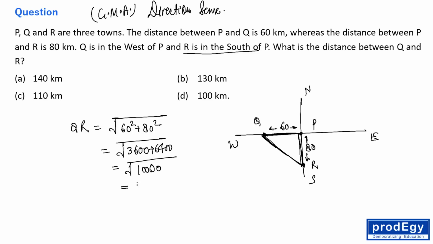So this is 100. QR is 100. Okay, everyone, fine. It's a very simple question of direction sense. Very, very simple question. Okay. Now let's move to another one.